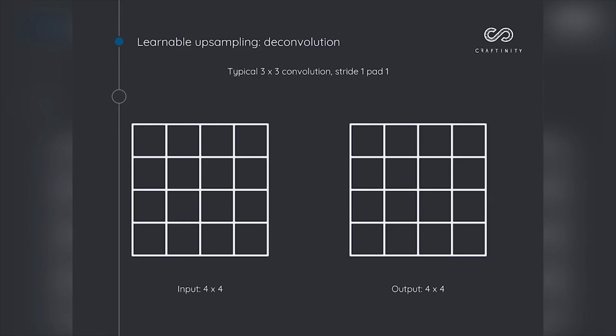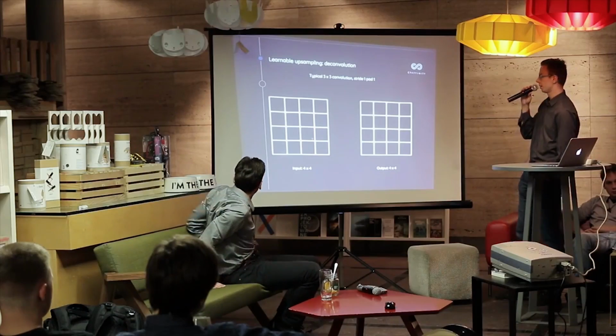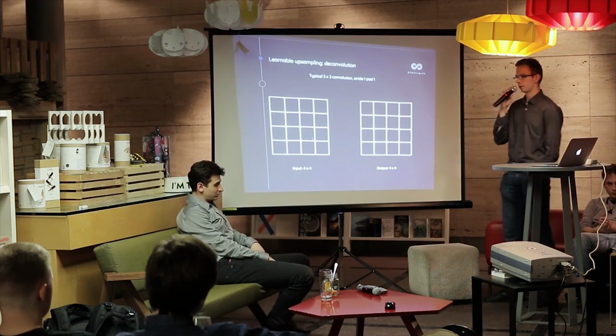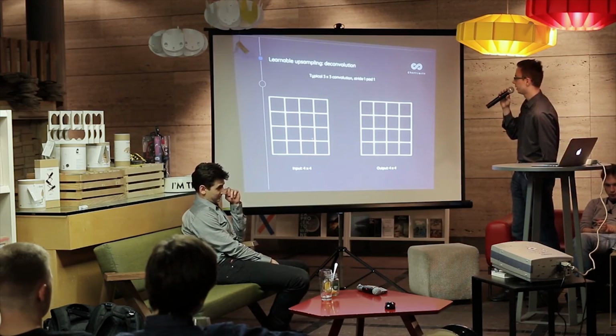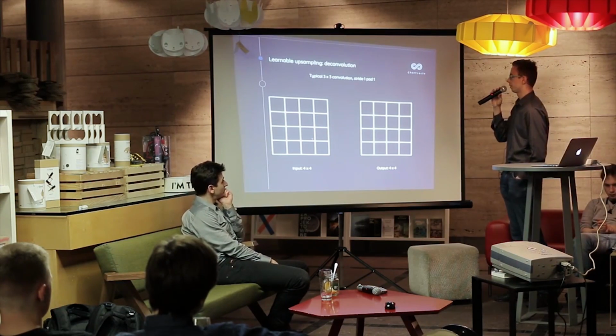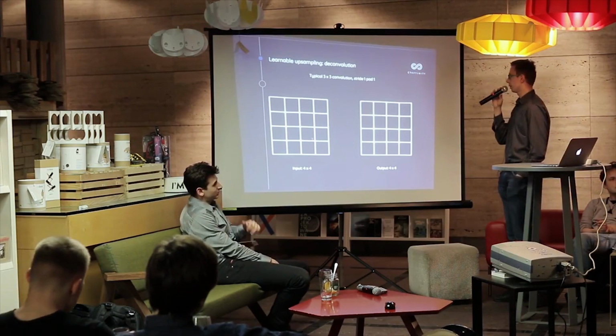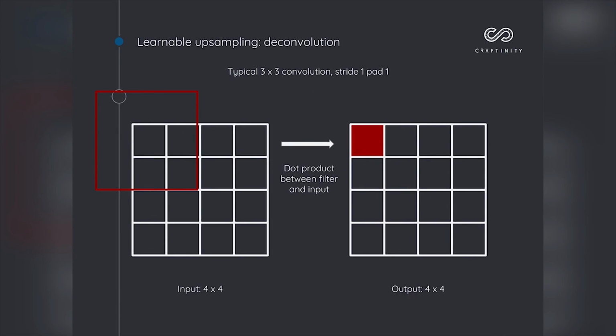Okay, so deconvolution. Deconvolution is the operation with which we can learn how to upsample to get the really good mask for a scene, for an image. So let's start with convolution. The typical convolutions are usually 3x3 currently, but it could be a completely different size. Typically we use 3x3 convolution with stride 1 and pad 1. So for example, we have input 4x4, and as a result we get output 4x4.